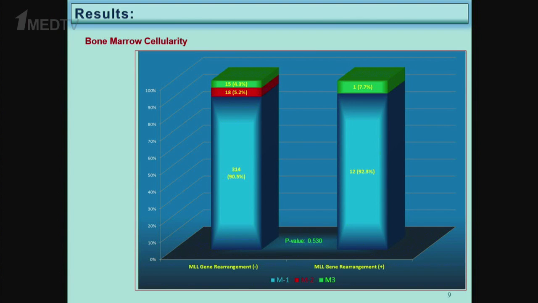So we looked at the M1 bone marrow on day 14. As you see here, in both of them, more than 90% reached M1 on day 14. We have just one patient with M3 in the MLL group, versus 15 patients in the other, which is 4% versus 7%, but it was not significant. For the CNS status, there was no difference between the two groups.